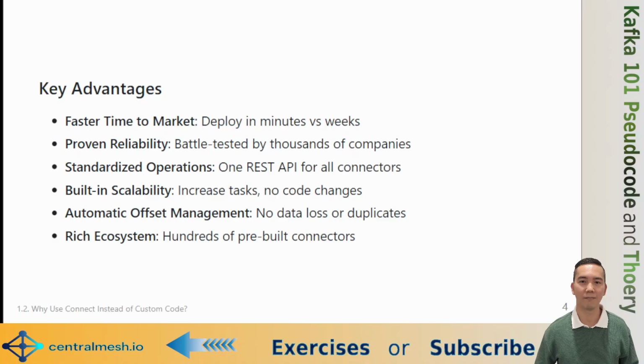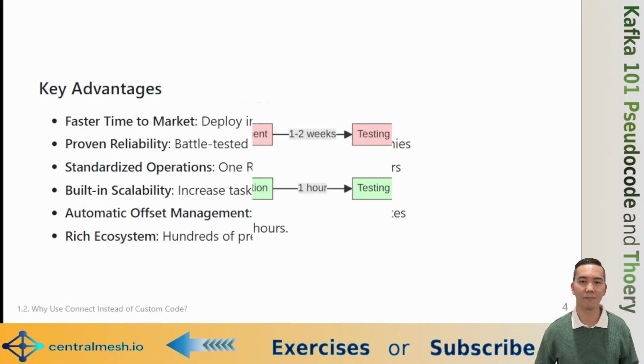Built-in scalability. Need to handle more throughput? Just increase the number of tasks in your connector configuration. Connect automatically distributes the work. No code changes needed. Automatic offset management. Connect tracks where each connector left off, so restarts pick up exactly where they stopped. No data loss, no duplicates. There are hundreds of pre-built connectors for databases, cloud services, message queues, search engines, and more. Most integrations require zero code.